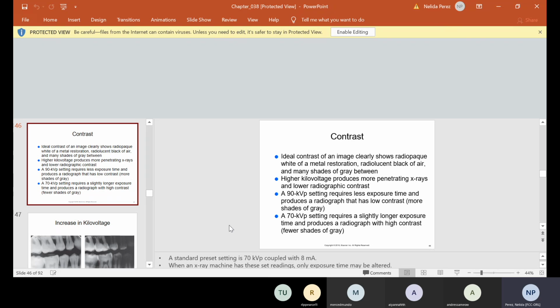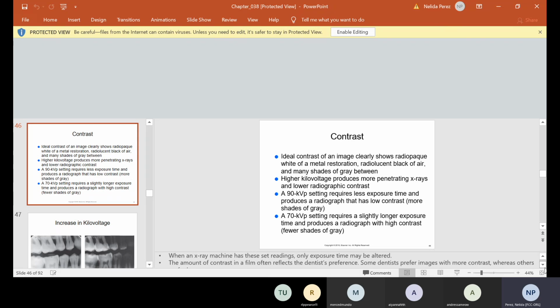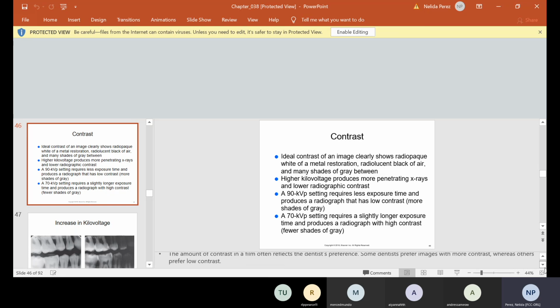So a standard preset setting is about 70 kVp with 8 mA, okay? So when X-ray machines have these set readings, only exposure time may be altered, okay? And we can alter it. And I want you to play with the buttons. Of course, I don't want you to hit the exposure button, but I want you to play with the buttons on the control panel so you know exactly what we're talking about when you come into lab, okay? Now, the amount of contrast in a film often reflects the dentist's preference. Some dentists prefer images with more contrast, whereas others prefer lower contrast.